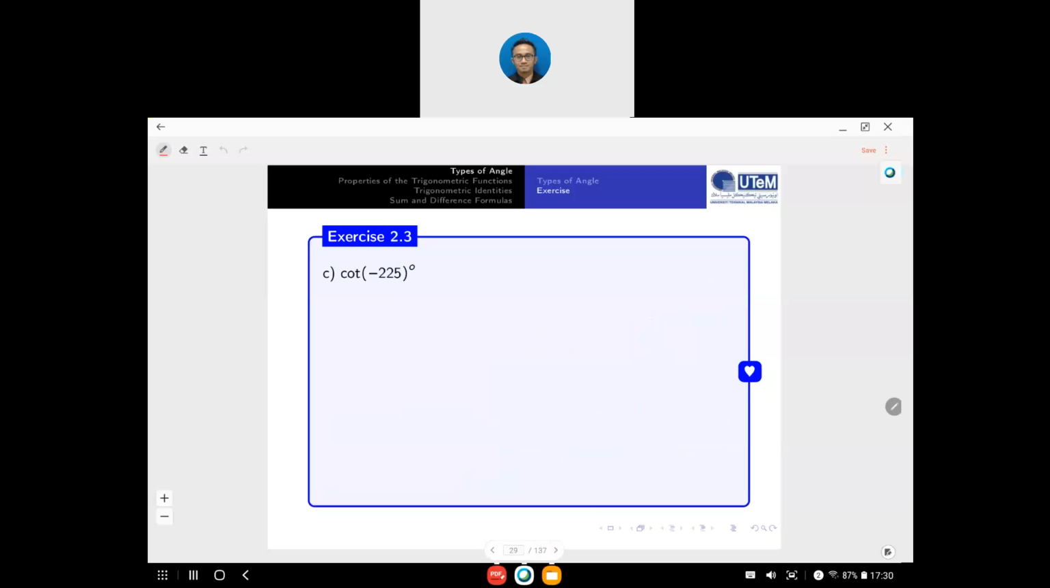Next, for C, cot of negative 225. Here it is negative 225, so it must start clockwise. It starts like that. And then the reference angle is here, because it is negative. What is this angle? This angle is 45 degree. And then for 45 degree, we know that cot is equal to 1 over tangent.